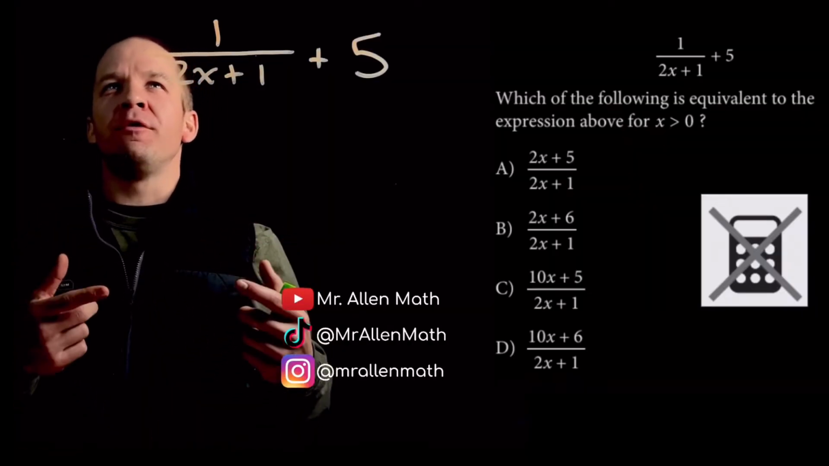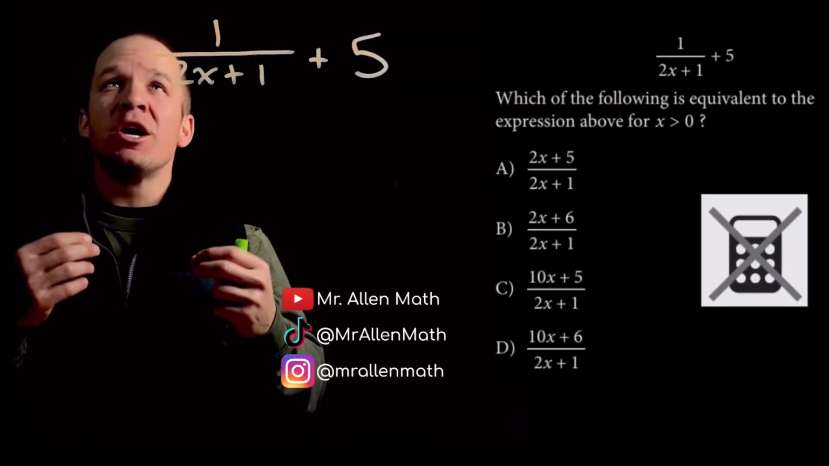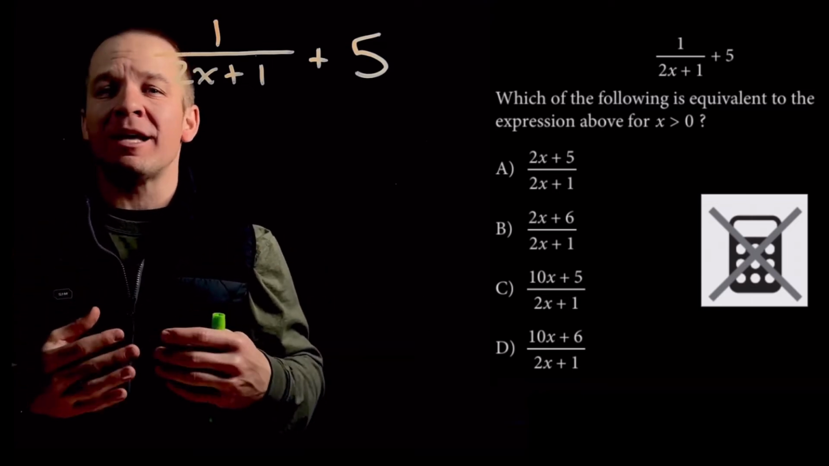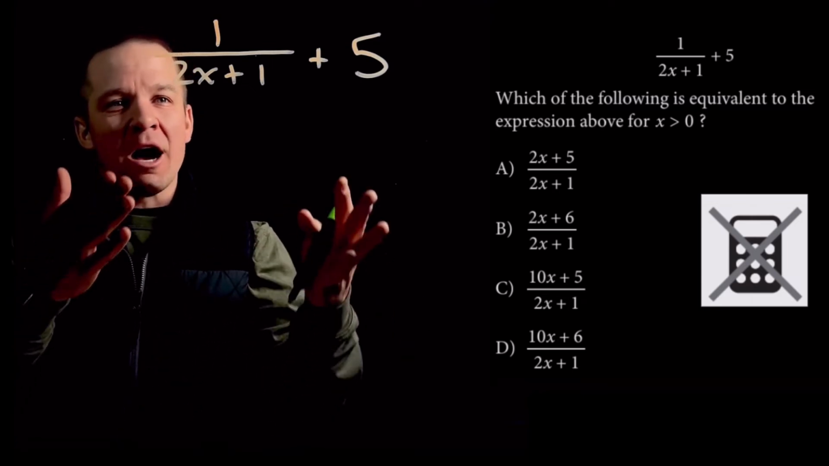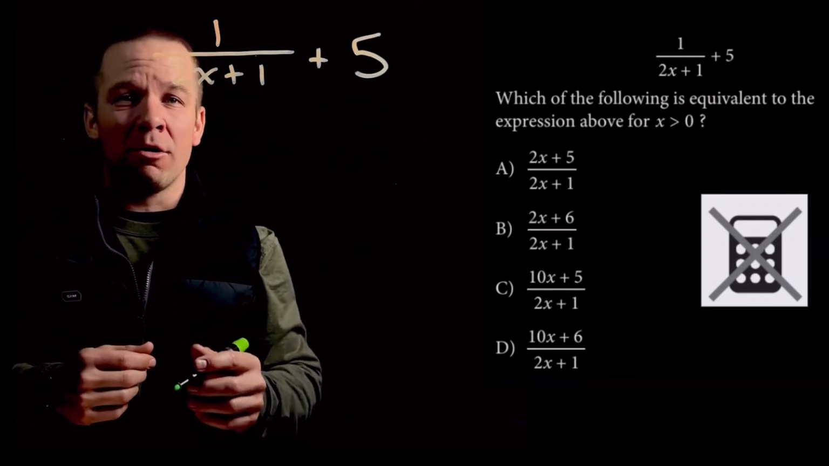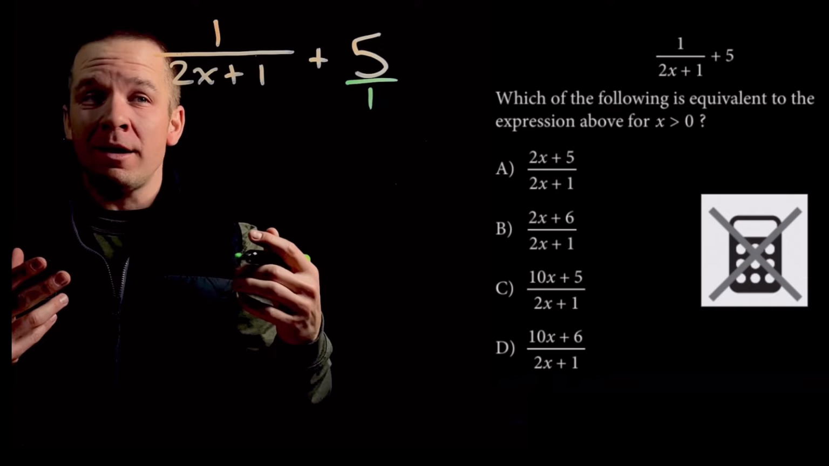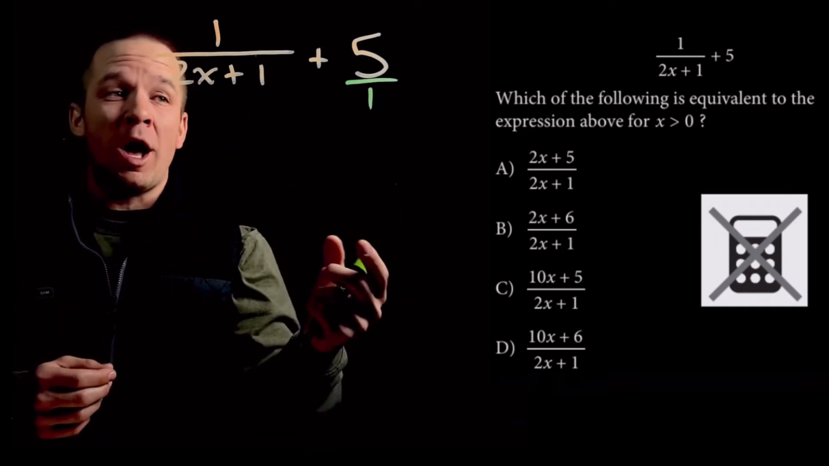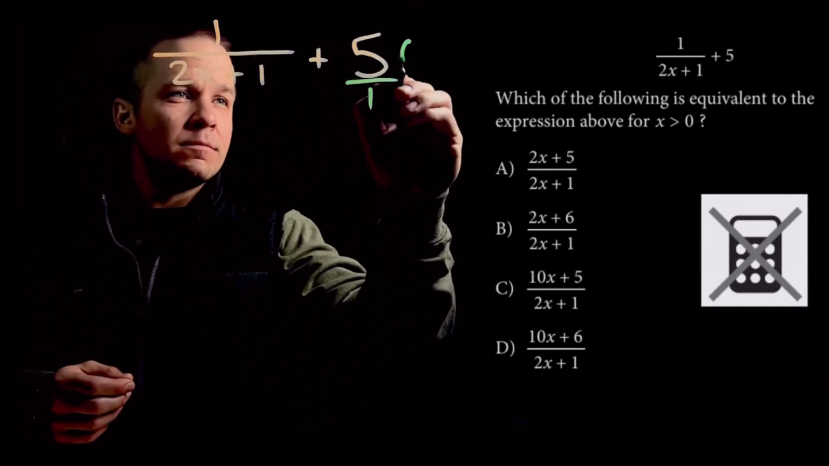Which of the following is equivalent to the expression above for x greater than 0? Well, what's that x greater than 0 mean? That just means that x is positive. Now, if I want to put these two together into one single fraction, I've got to get a common denominator over here. Currently, this is sitting over 1, so I'm going to multiply it by that 2x plus 1, both numerator and denominator.